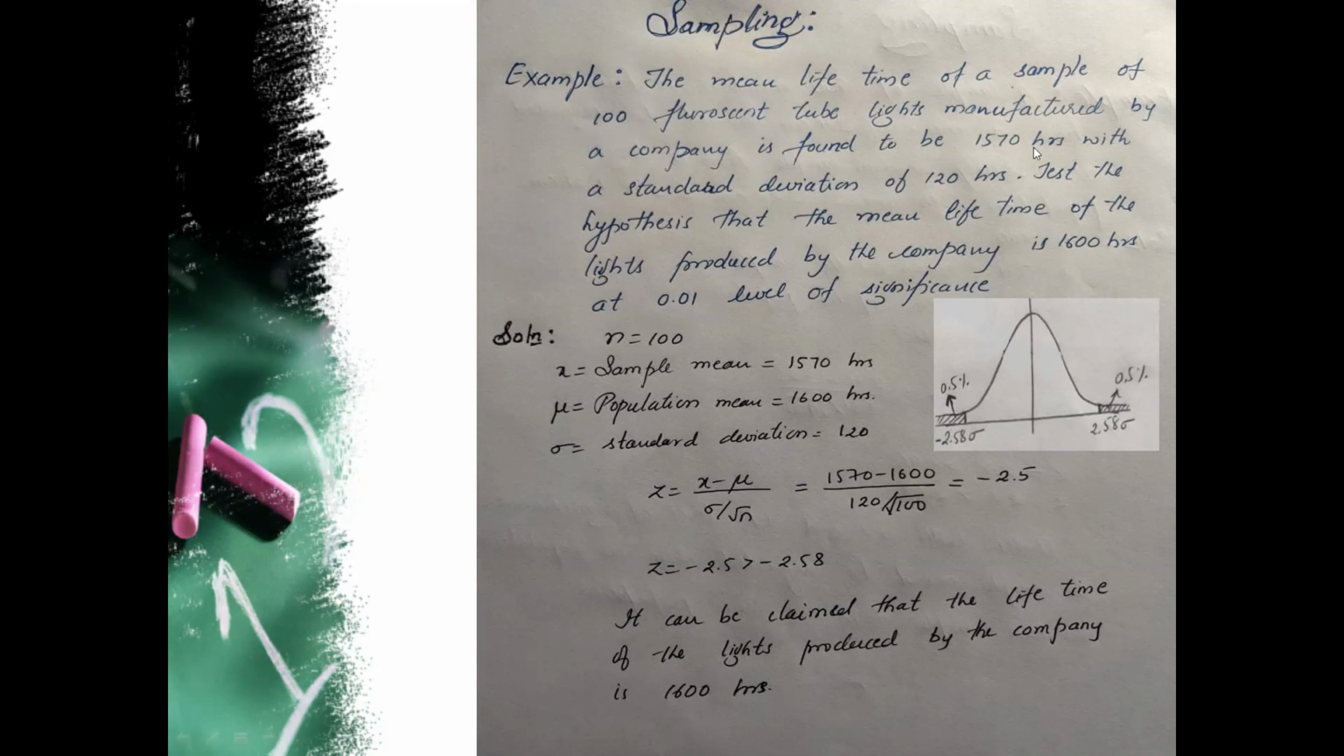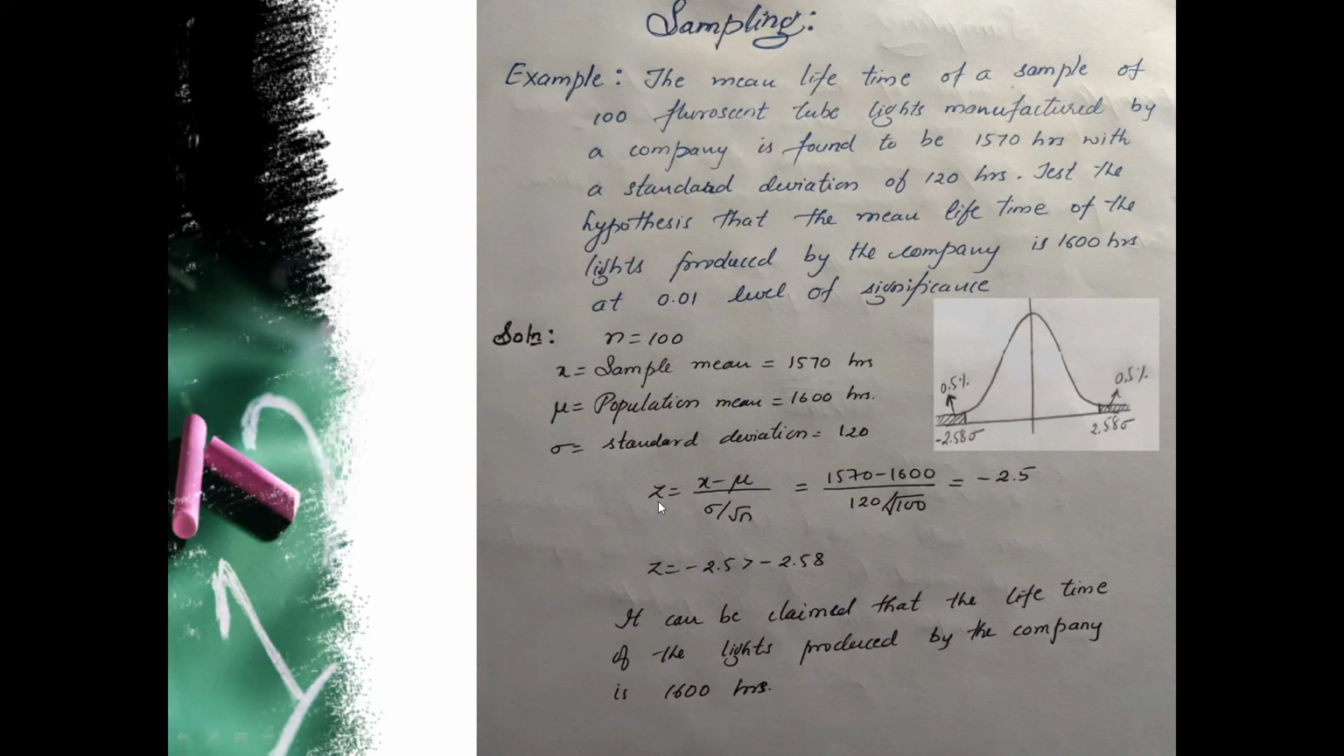Then the mean of the sample is 1570, given. We'll denote the sample mean by x or x bar, it is 1570. Then the mean of the population is mentioned as 1600, so we'll denote mu, the population mean, by 1600. Now sigma, the standard deviation, is given to be 120 hours, so we denote sigma as 120.